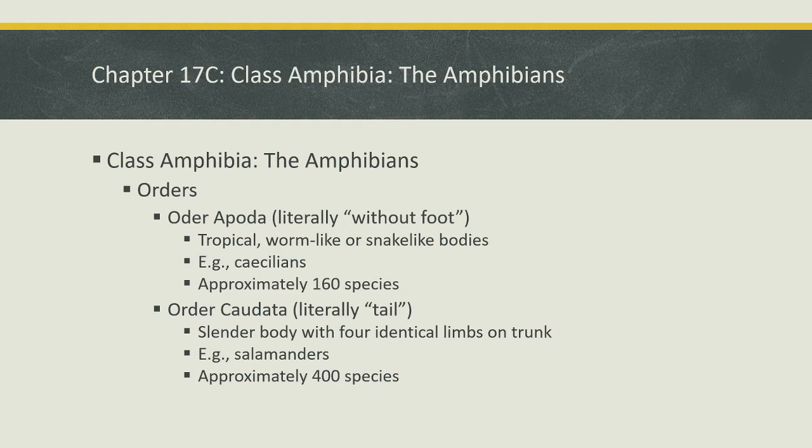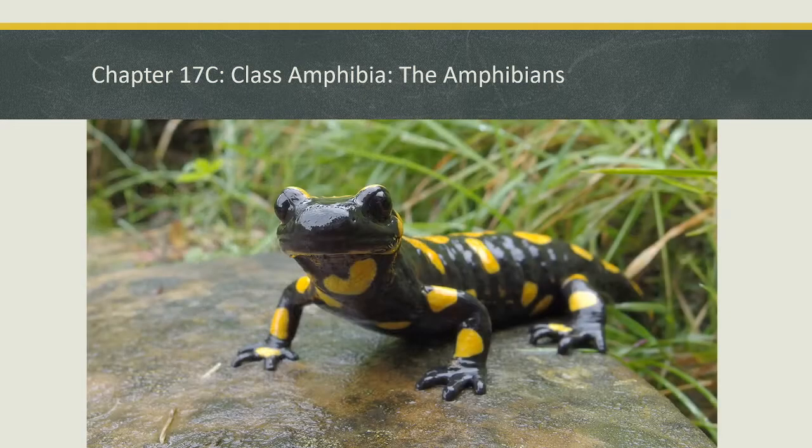And I've used the term salamanders a couple times. That is the main thing we think of when we think of order Caudata. Newts are also in this order. Newts are pretty similar to salamanders. And approximately 400 species here. So a few pictures. There is a salamander. Kind of cute. Nice little yellow spots.